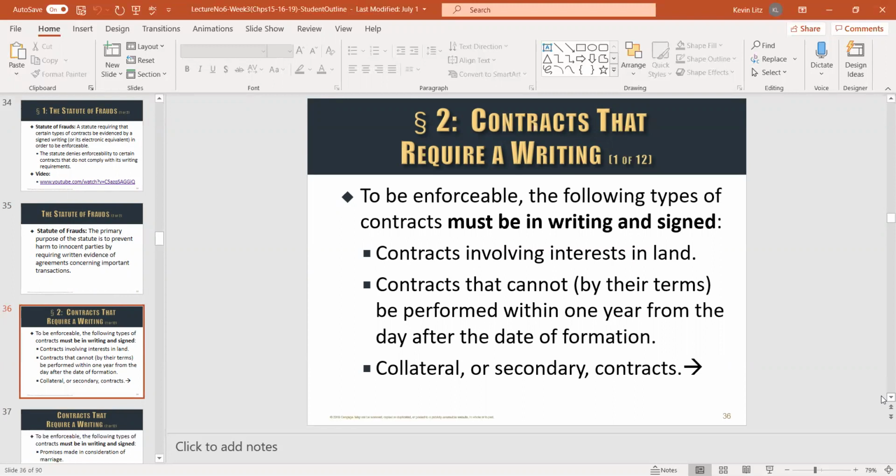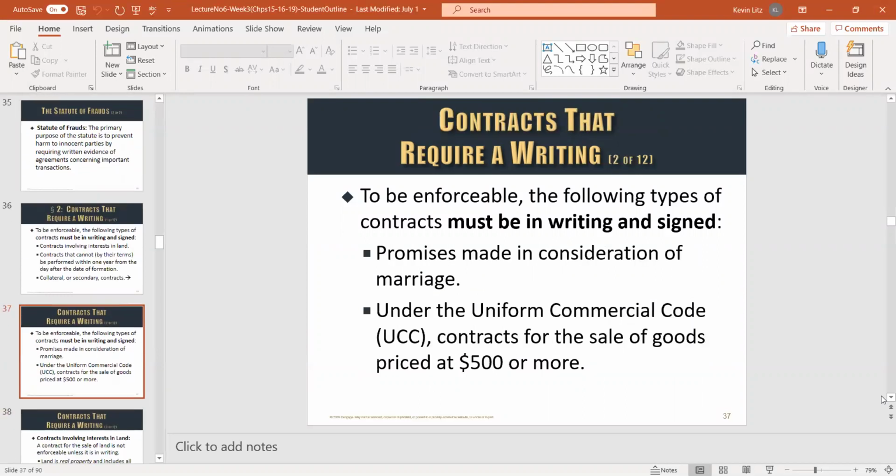But to sell land, if it can't be performed within 1 year, in other words, I'm going to paint your house 2 years from now, that has to be in writing. I can't enforce it against you because it's more than a year from now. Interesting, this is an old one. Promises made in consideration of marriage, so that goes way back in the old history.